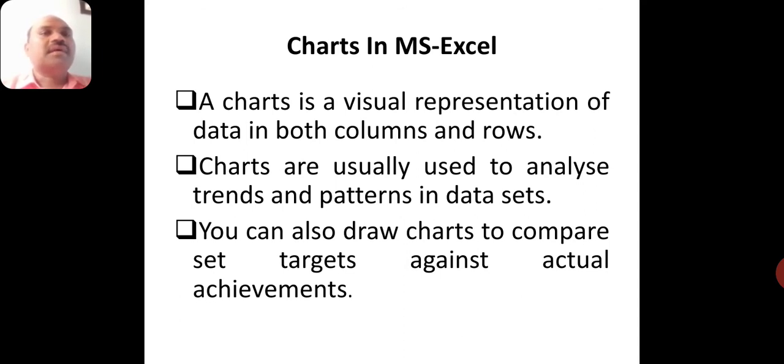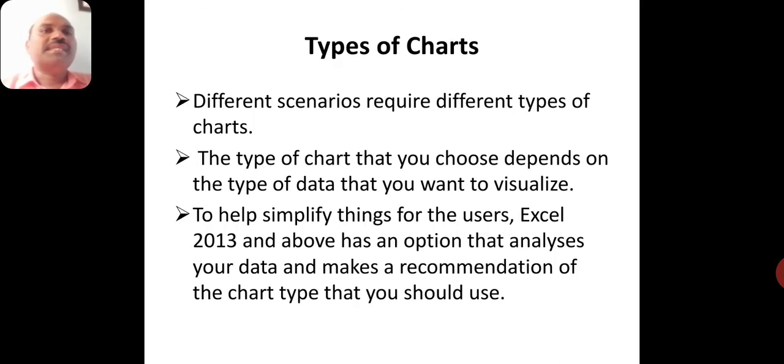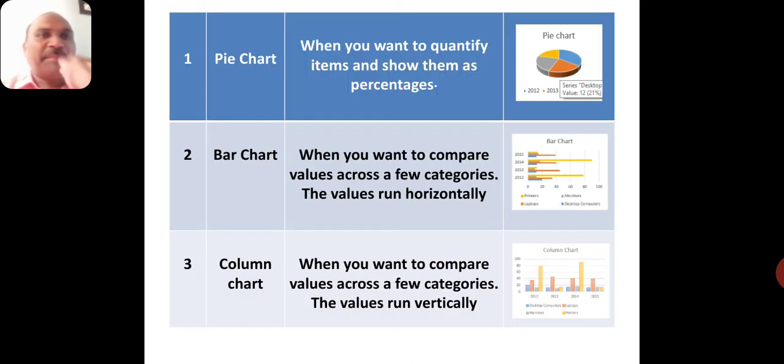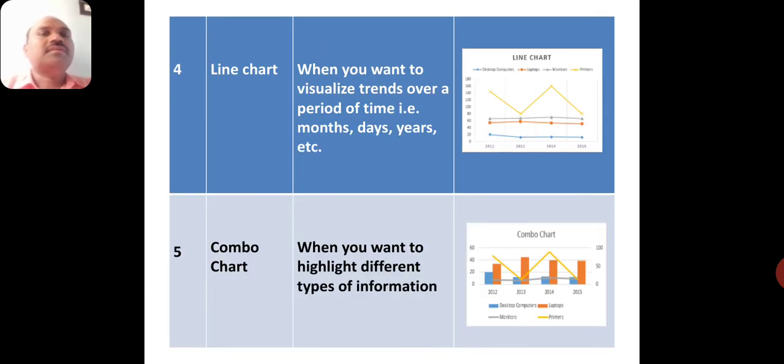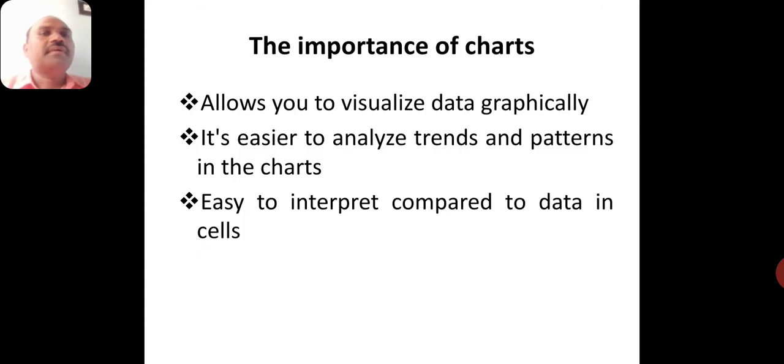Charts in Excel. A chart is a visual representation of data in both columns and rows, which can be created in MS Excel. Types of charts. There are different types of charts which can be created depending on scenarios. To help simplify things for the users, Excel 2013 and above has an option that analyzes your data and makes a recommendation of the chart type that you should use. We can create pie charts, bar charts, column charts, line charts, combo charts, and all these kinds of charts can be created using MS Excel.